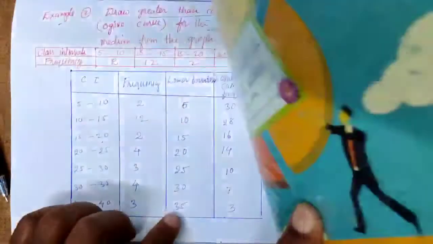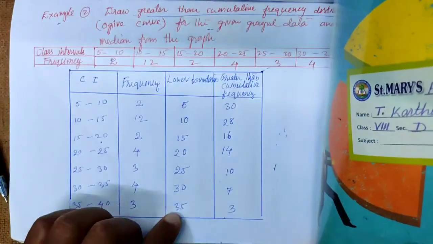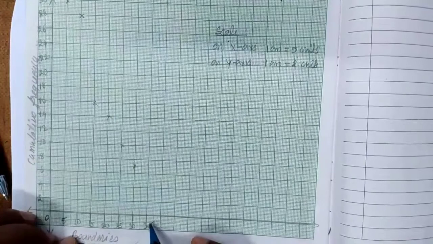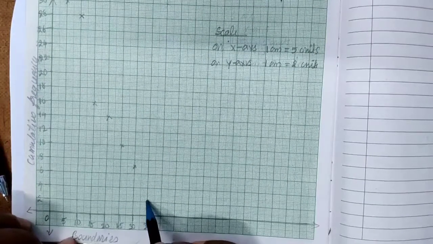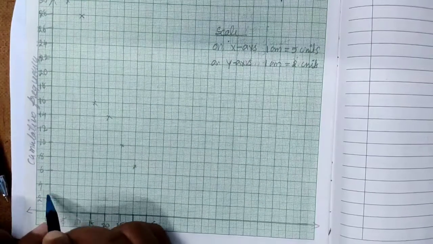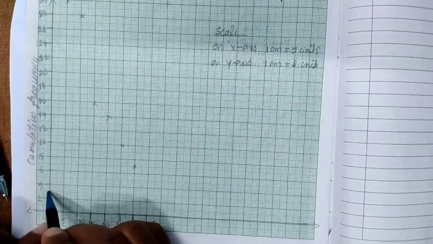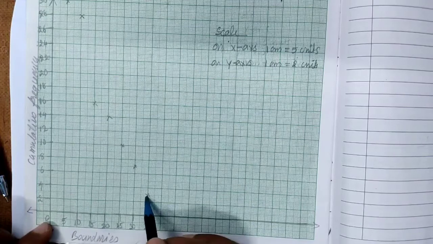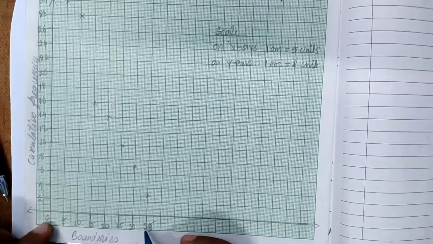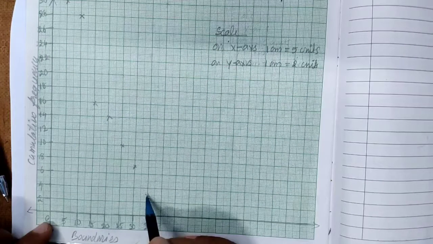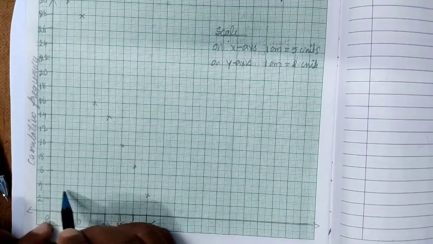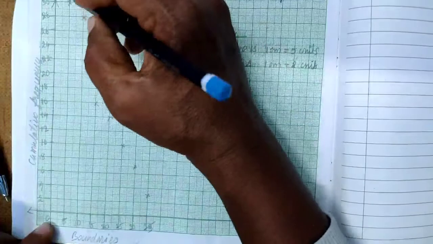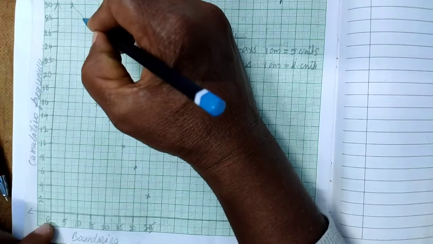The last one is 35 and 3. Between 2 and 4 we have 3. This point represents lower boundary 35 and cumulative frequency 3. So these are the points. Now join these.